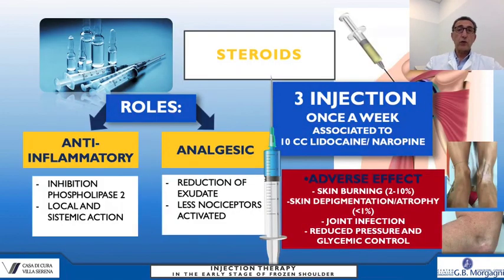The steroids. The role of the steroids is anti-inflammatory and analgesic. What we usually do, in my personal experience, is 3 injections once a week, associated with 10 cc of lidocaine and naropin, which means a big volume that we can put in the joint. We have to really be very careful because the adverse effects can be skin burning, skin depigmentation, joint infection. So put everything on a steroid drop so we can really be safe.